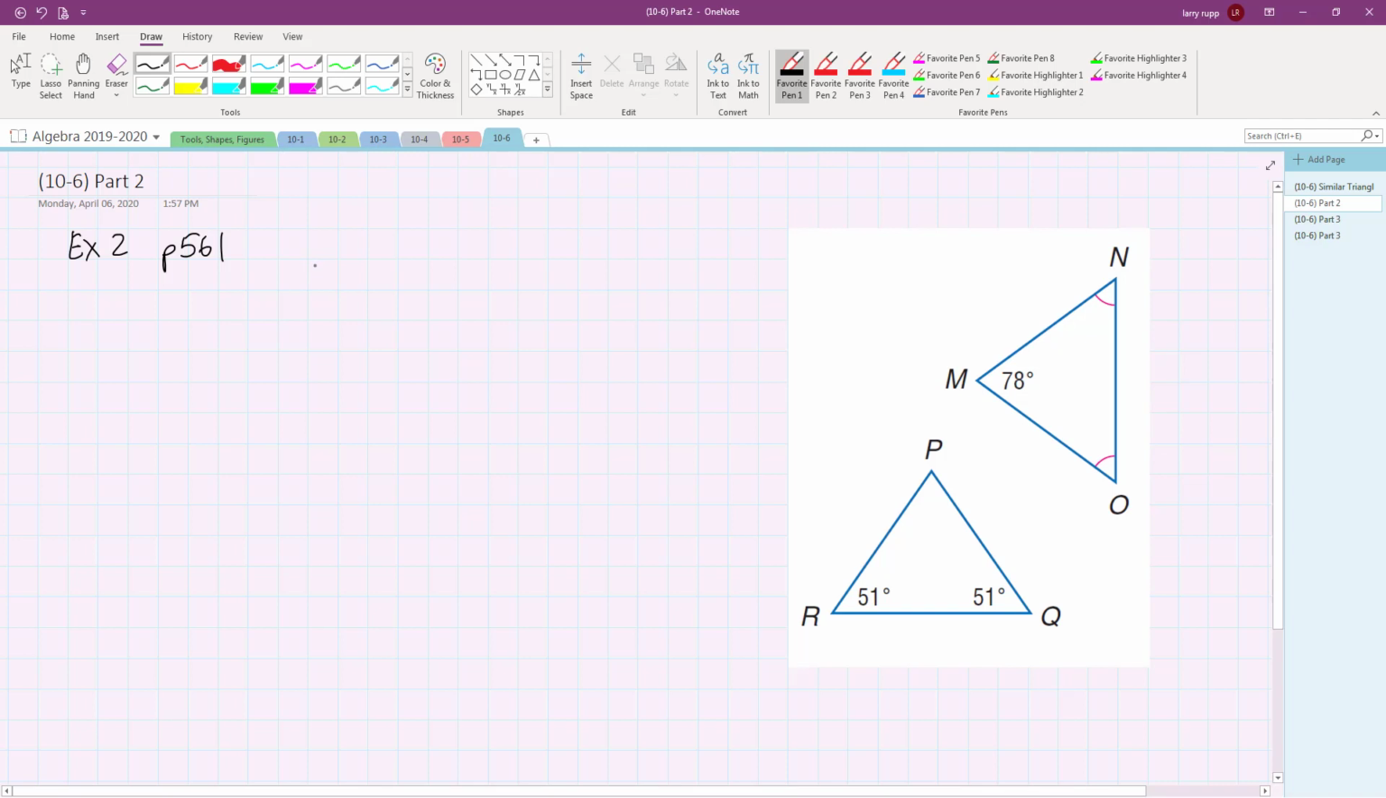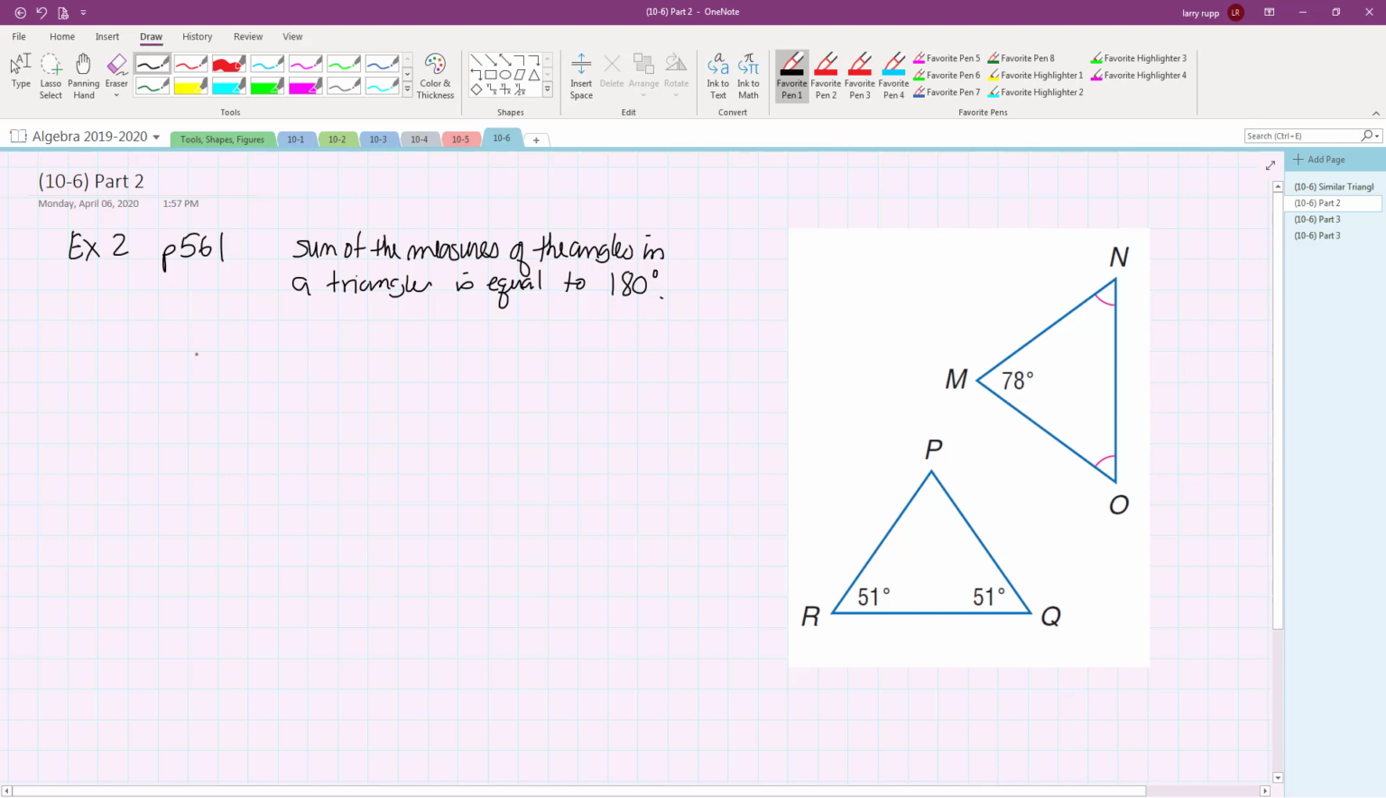One of the things that you need to remember about triangles in general is that the sum of the measures of the angles in the triangle is equal to what? Yep, 180 degrees. That's a piece of information that you should have in your toolbox right now, being in algebra.